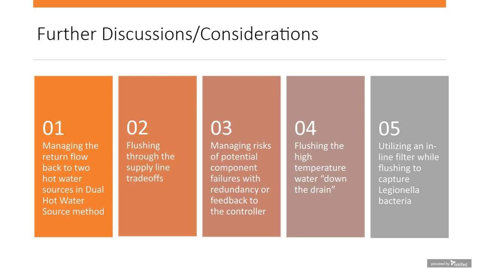So some further discussions and considerations on these approaches, especially with the dual hot water source. There has to be some more consideration being done on managing the return flow back to the 2 hot water sources as we discussed. You have to talk about flushing through the supply line trade-offs, whether you do it or don't do it. And 3, what we're doing now is we're adding components to the system. So in theory, anytime you add components to any kind of a system, automatically the reliability goes down because there is some chance of a failure. So you have to look at the risk you're taking.